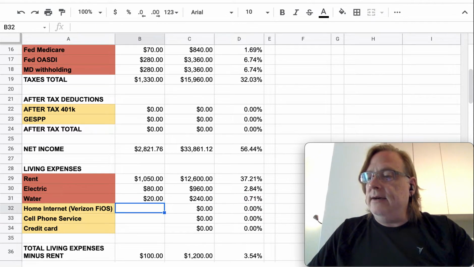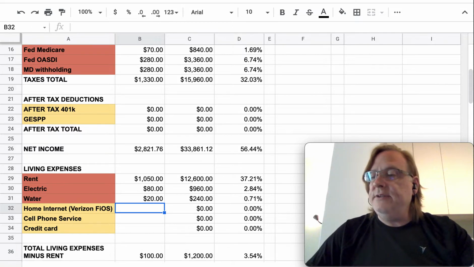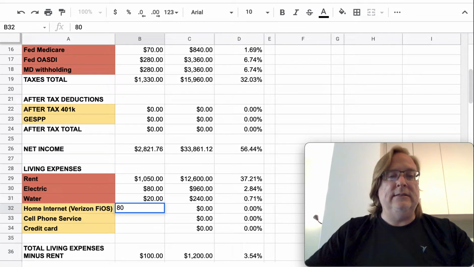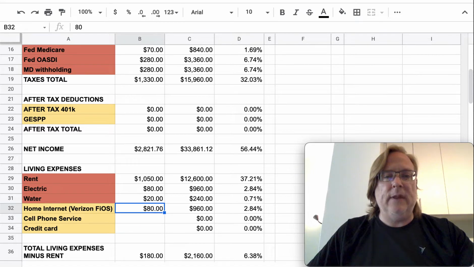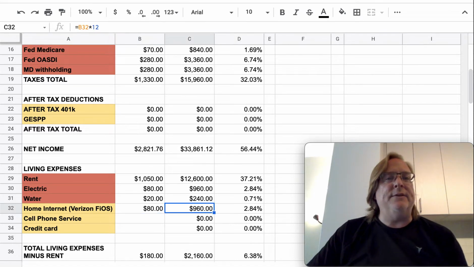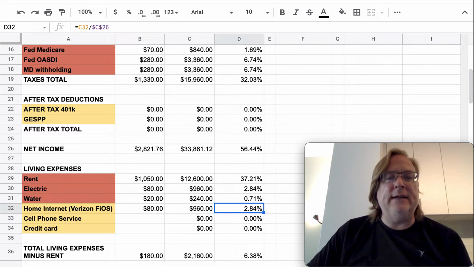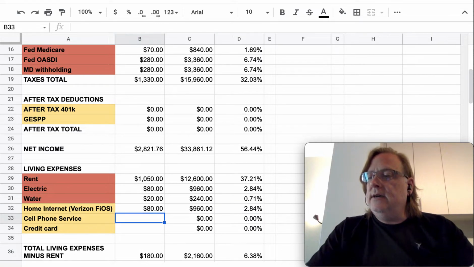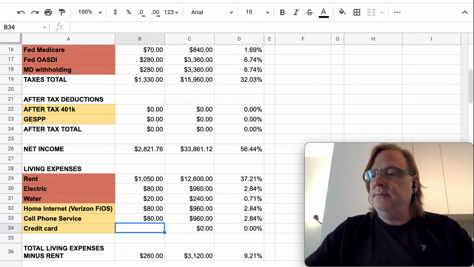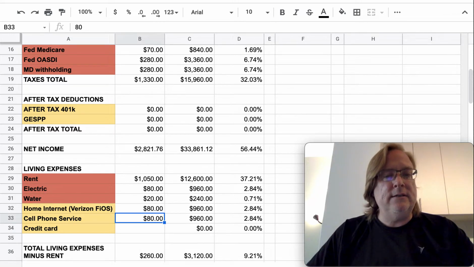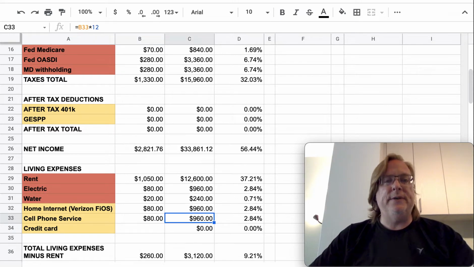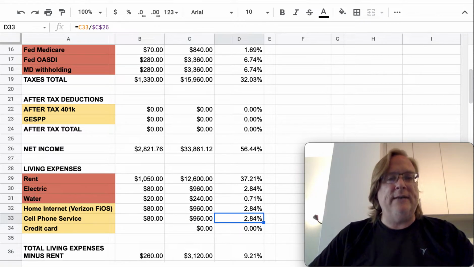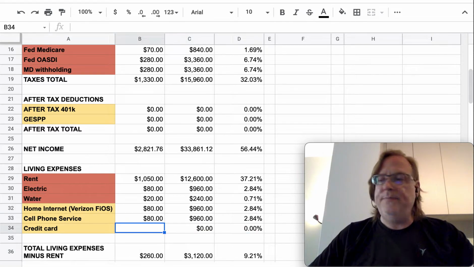Okay, then let's say you have home internet service and it's on the expensive side. So then multiplication by 12 in the yearly column and division against the annual net income to know the percent. So then a person probably has a cell phone and this would also be on the expensive side. Okay, so multiplication by 12 and division by the net income, by the annual net income.